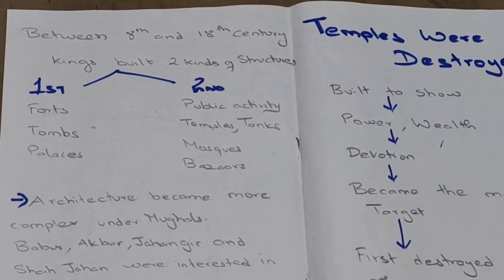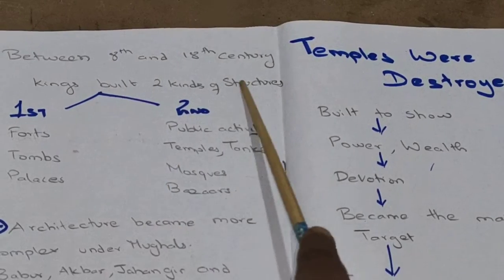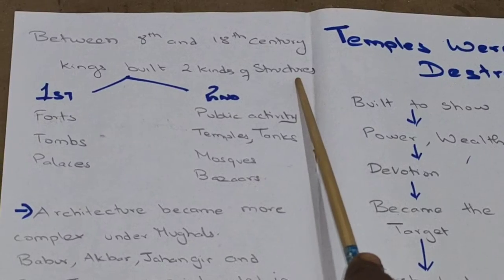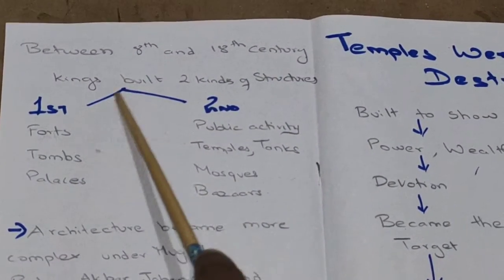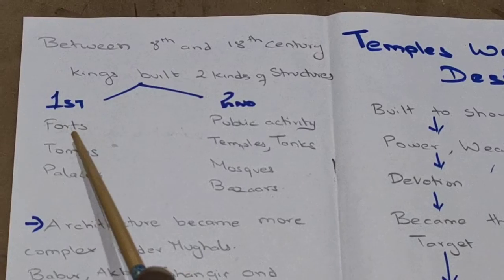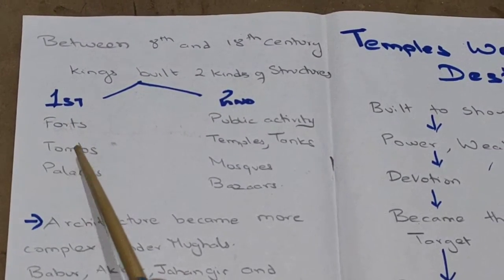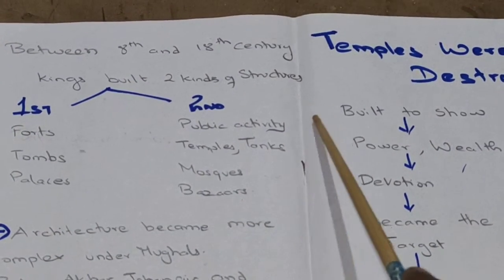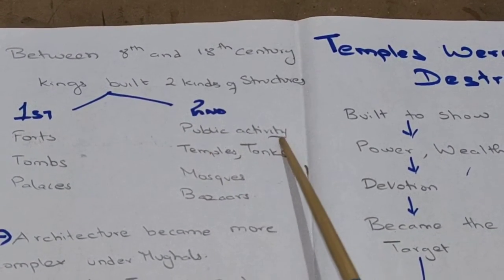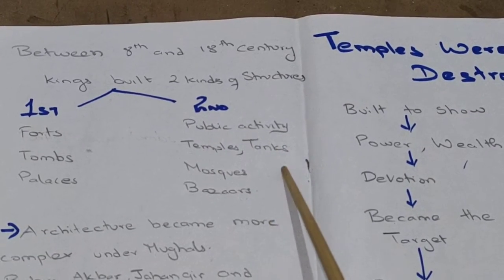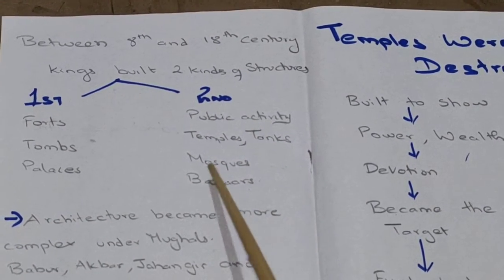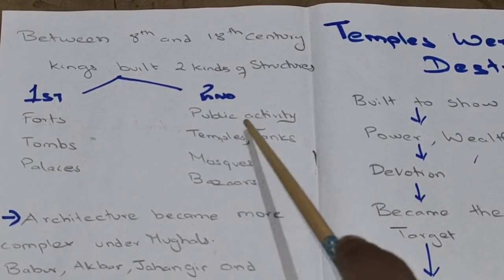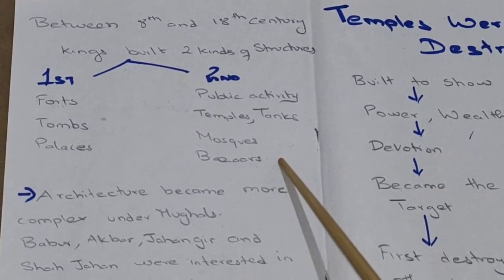Coming back to constructions, between the 8th and the 18th centuries, kings built two kinds of structures. The first kind were forts, tombs, and palaces. The second were for the people, for their public activities, like temples, tanks, mosques, and bazaars. Bazaars are shopping areas. So the second kind of construction was basically for public activity.